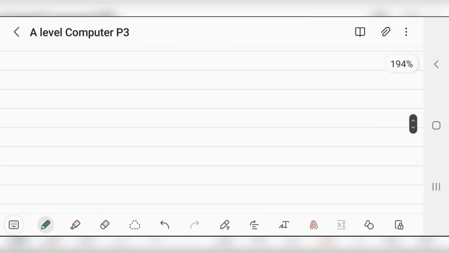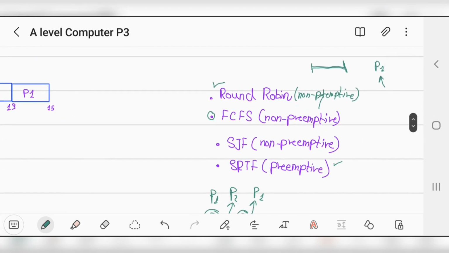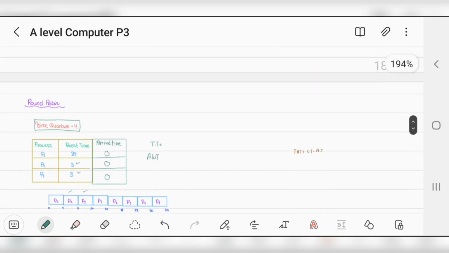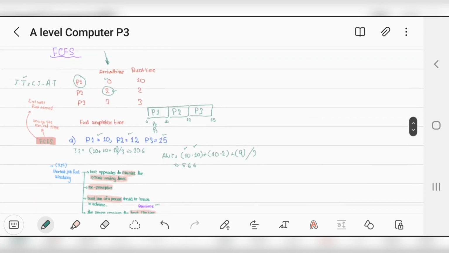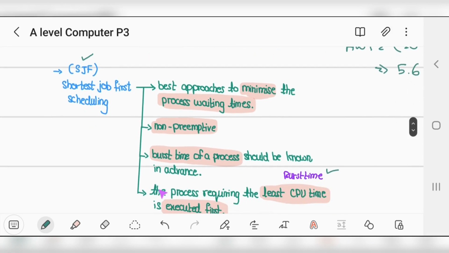Now the third scheduling algorithm is SJF, non-preemptive. These two are the same thing, except this one is non-preemptive and this one is preemptive. SJF is shortest job first scheduling. This will focus on the burst time: the process with the least burst time will be chosen first. The process requiring the least CPU time is executed first.